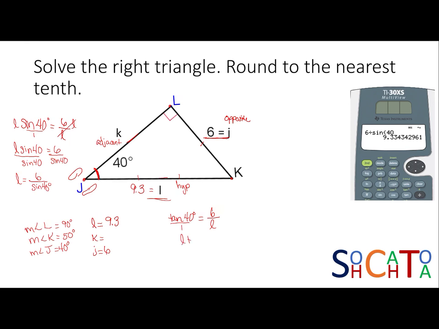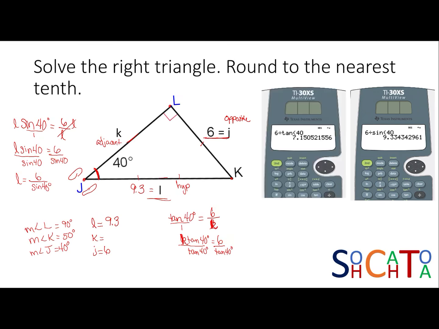Let's solve it. If we cross multiply, K times the tangent of 40 degrees is equal to 6 times 1. We need to get the K all by itself, and it's being multiplied by the tangent of 40. The inverse operation for multiplication is division, so we divide both sides by the tangent of 40. Sorry, I've been writing L and not K. My apologies. We're trying to find the adjacent. So K will be equal to 6 divided by the tangent of 40. Did you get 7.2 for its length? Awesome. K is equal to 7.2.